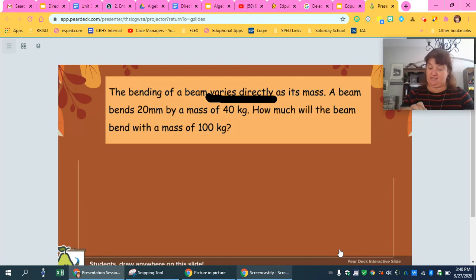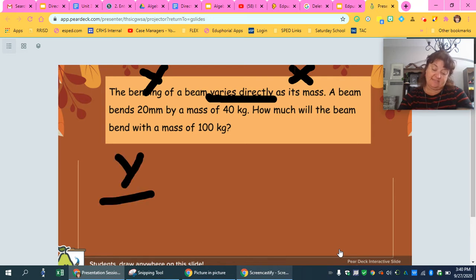That's our x, right? Hold on there. That's our x. And the bending of the beam, that's our y. Okay, so we're going to put our y over x, rise over run. That's our rate of change. That's our slope. Okay, equals, okay, let's look.